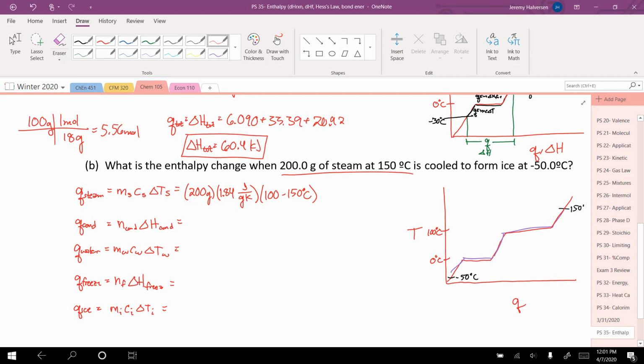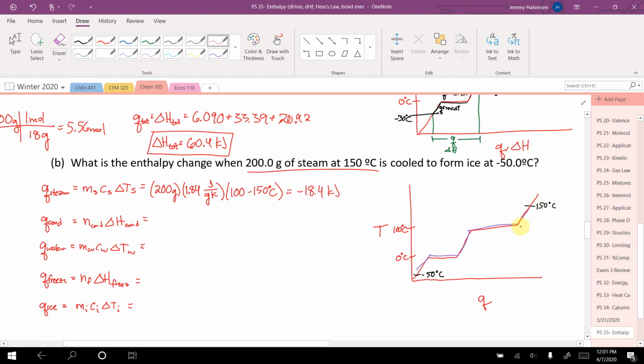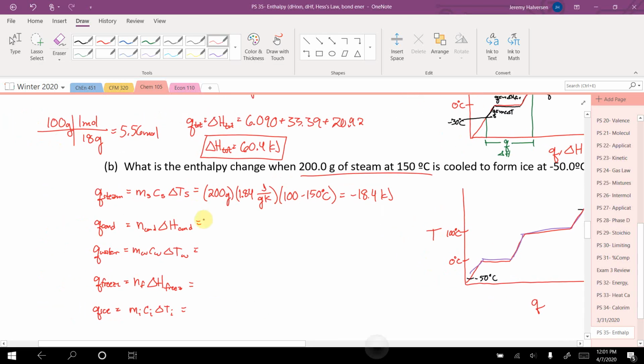We get, and I'm just going to convert them all to kilojoules as I do this, negative 18.4 kilojoules. Now we get a negative number. Does that make sense? It does, because I'm cooling down steam, so heat's going to be released. So it should be a negative value. Okay, here we've got our 200 grams, but we need it in moles. I'm going to divide by the molar mass right here.